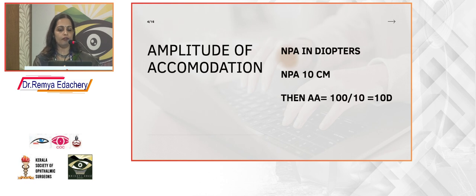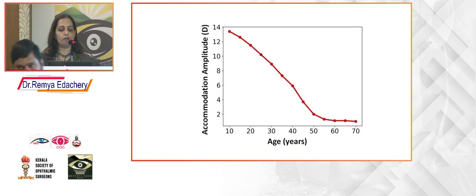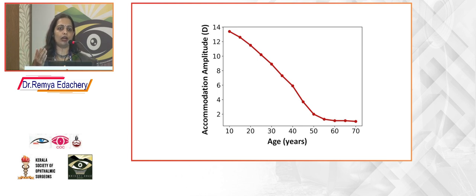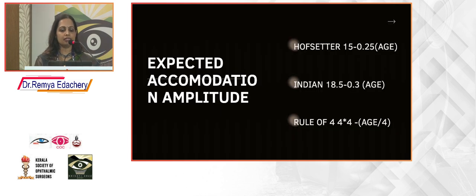The amplitude of accommodation is nothing but 100 divided by that many centimeters. So if you have 10 centimeters of NPA, it will be 100 divided by 10, that is 10 diopters. Amplitude of accommodation is dependent on many factors, the most important of which is the age. We know when the age increases, the amplitude of accommodation decreases. So you have an expected amplitude of accommodation for each age. This is calculated by different formulas.